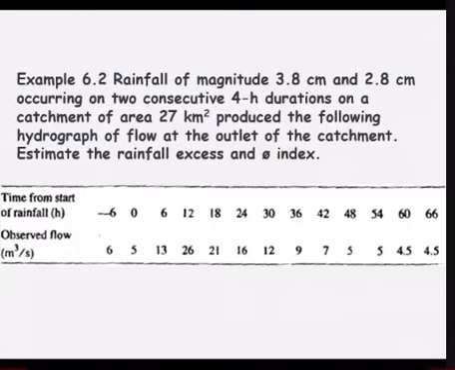Time from start of rainfall in hours: negative 6, 0, 6, 12, 18, 24, 30, 36, 42, 48, 54, 60, and 66. The values of observed flow in meter cube per second are 6, 5, 13, 26, 21, 16, 12, 9, 7, 5, 5, 4.5, then 4.5.